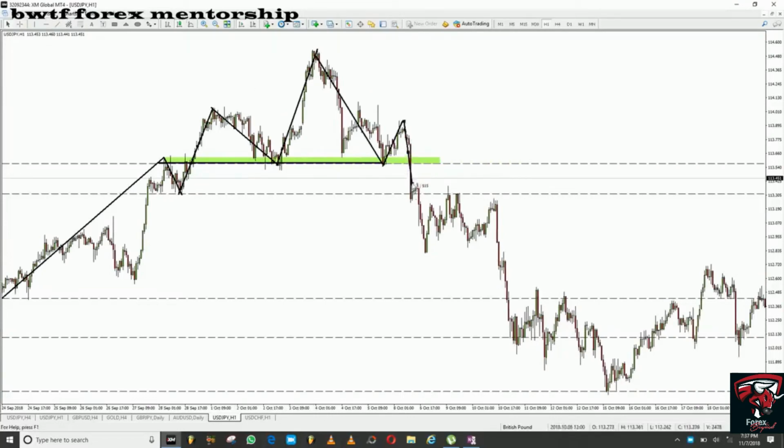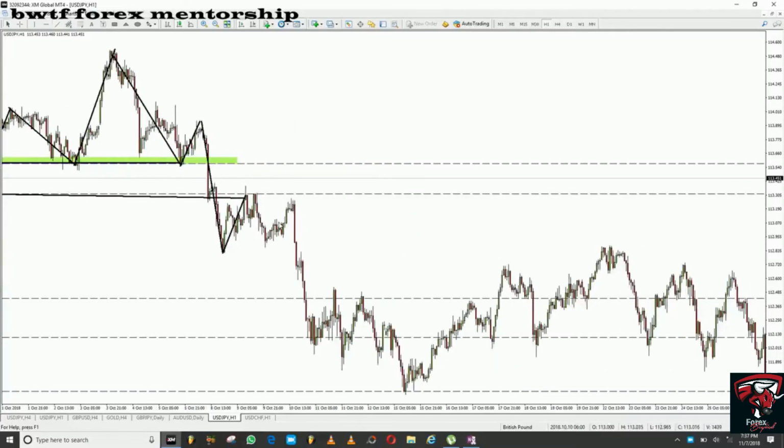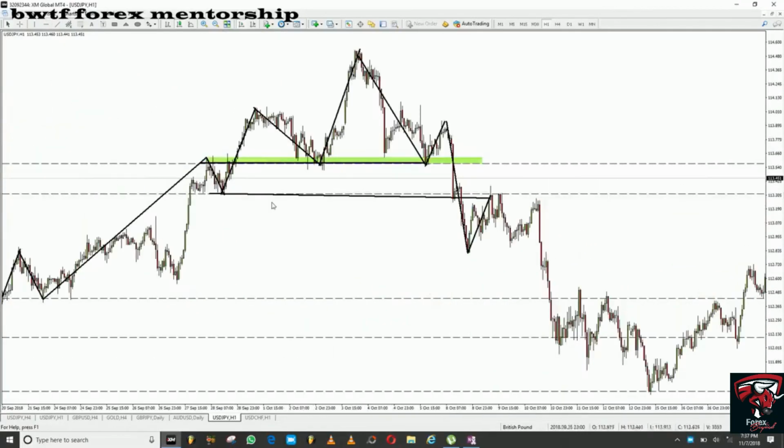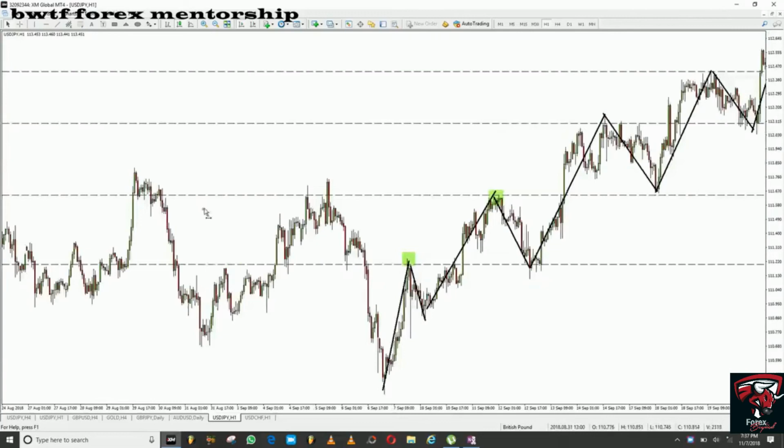So what happened is it went below this structure, went below this structure, you can see. And then what happened? The market came back up, and then retested previous structure, and then started having a downtrend and so on. You understand? That's what happened. So that's how you know the trend is over. And this is an uptrend. You know, that's how you know a trend is over.